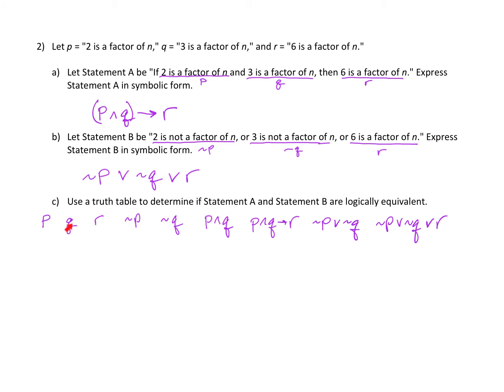So that builds my first statement, statement A. Statement B, I need a not P, a not Q, and an R. I already have it. And then I need the not P or not Q, and then the not P or not Q or R. Okay, so now I have to make my table.